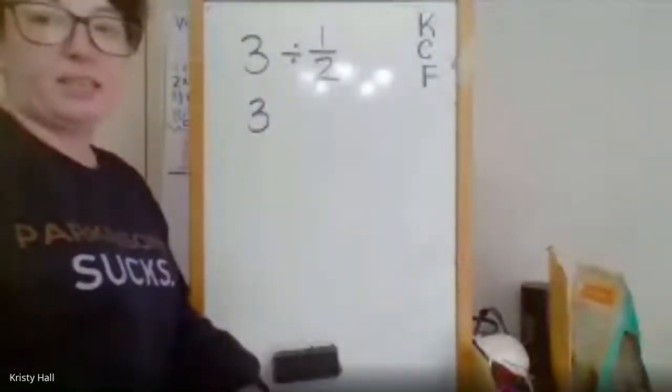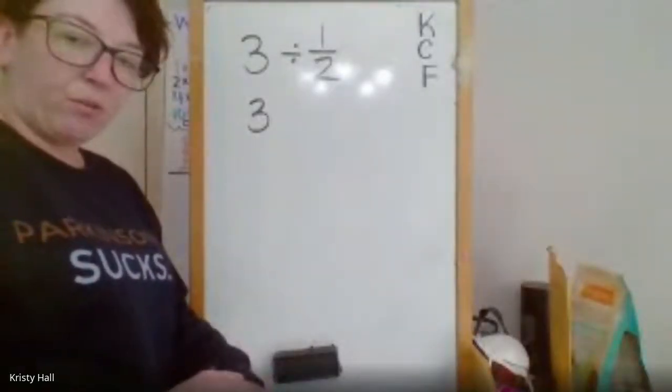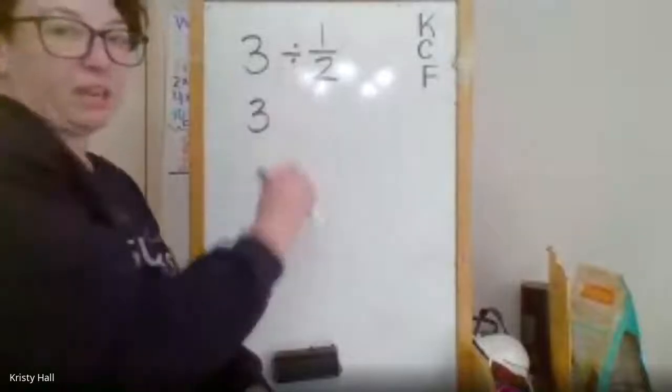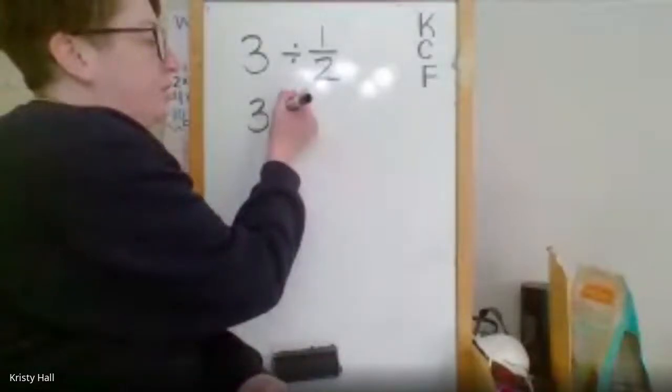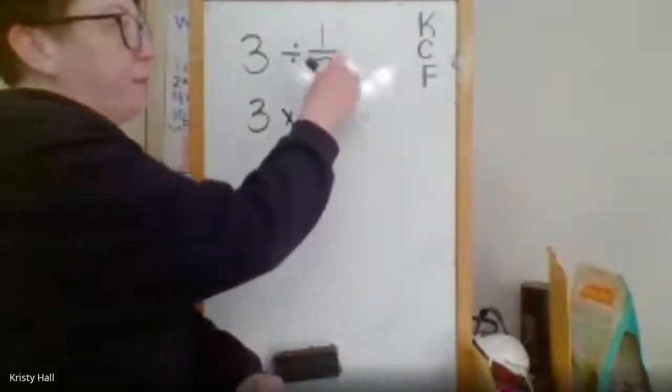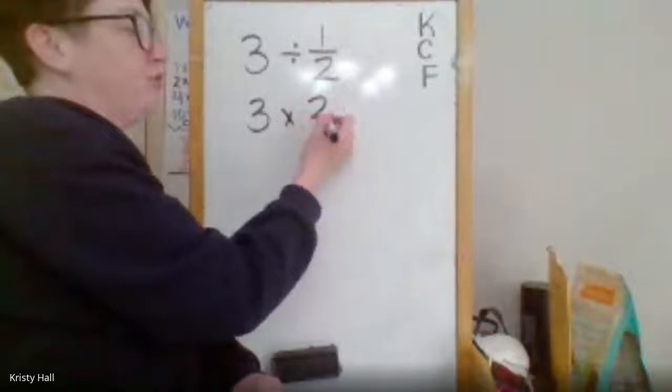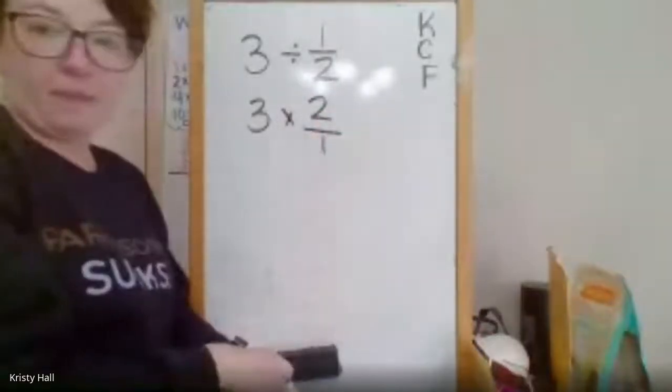I know you have to flip the fraction. You're right, I do have to flip the fraction. Can somebody help remind Ava what we do with the division sign? Summer, go ahead. Times. Yep, I'm going to change this to multiplication. And then Ava, you're right. We flip the fraction. So this is 2/1.